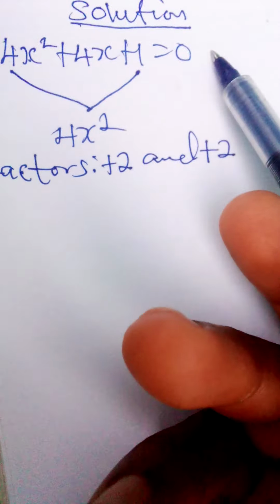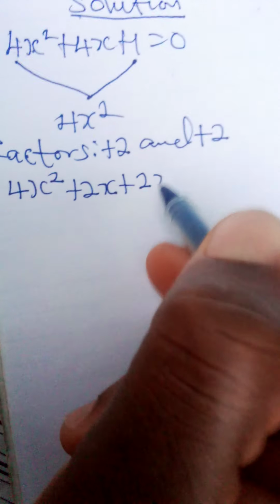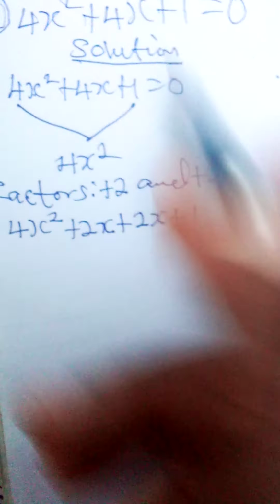Come back and rearrange this. How do we rearrange it? We have 4x squared. 4x is no more 4x. It has split to positive 2x plus another positive 2x, then plus the 1. No more putting 4x, because it was this 4x that split to 2x and 2x. Group them in brackets so that we have 4x squared plus 2x, close your bracket, another one plus open bracket, 2x plus 1, close your bracket, here equal to 0, and here as well equal to 0.